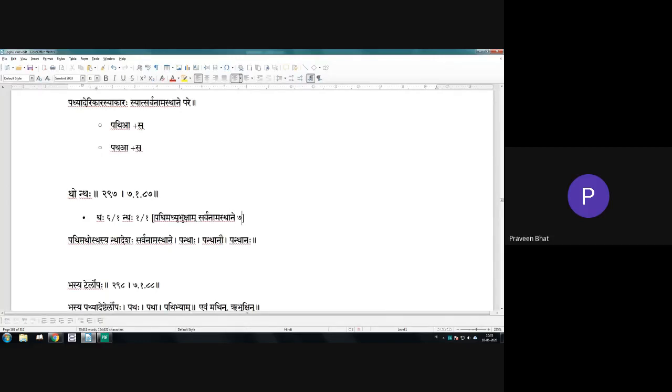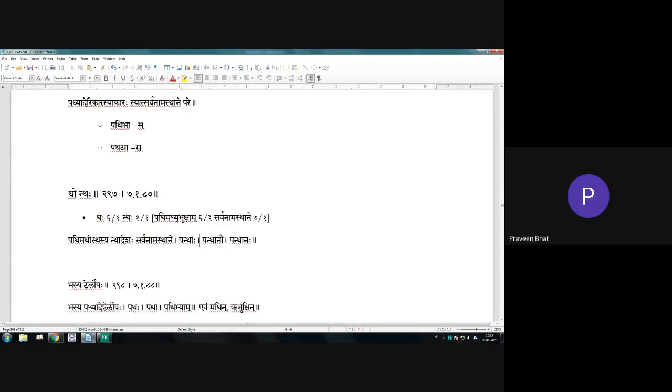Pare sarvanamasthane, so the first five. In the first five, what is the adesha? This, which I can't pronounce, that is the adesha. So pathimatosthasya anthadesha. This also I have to read together, otherwise I can't pronounce this word. Anthadesha is very difficult to pronounce properly. So pathimatosthasyanthadesha. Sarvanamasthane pare. Thereby what will happen now?